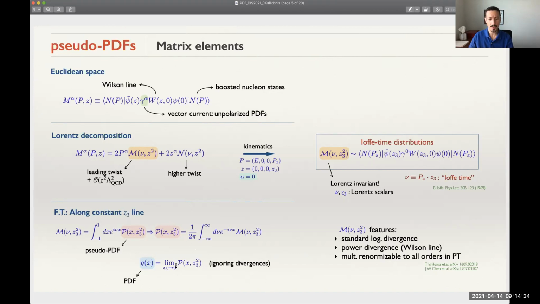This is, of course, while ignoring the divergences that are associated with this matrix element, which features a standard logarithmic divergence. It also has a power divergence due to the Wilson line entering over here. However, it is multiplicatively renormalizable to all orders in perturbation theory.